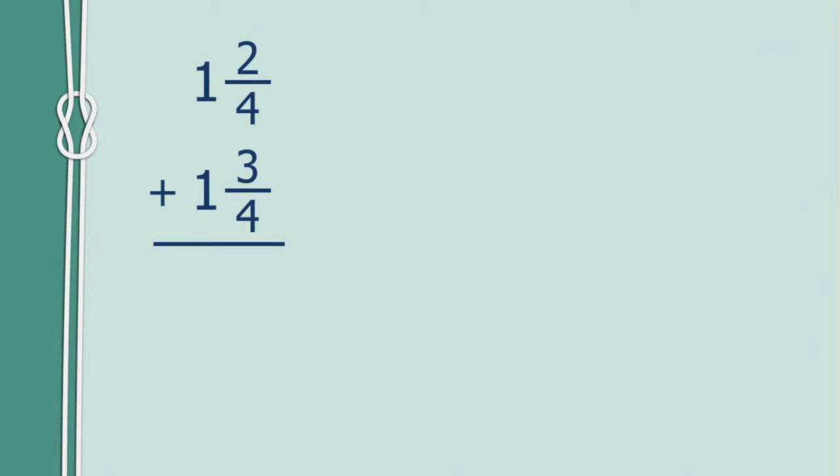You're going to need a piece of scrap paper to write down this equation. Let's add 1 2/4 plus 1 3/4. Write that on your paper for me. All right, where do we begin? Add the fractions. 2/4 plus 3/4 equals 5/4. Now add the whole numbers. 1 plus 1 equals 2.